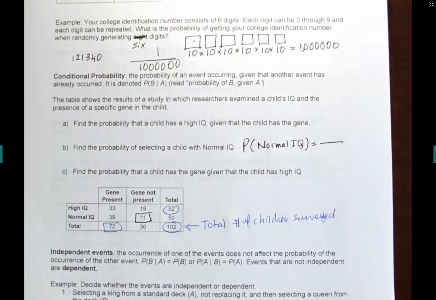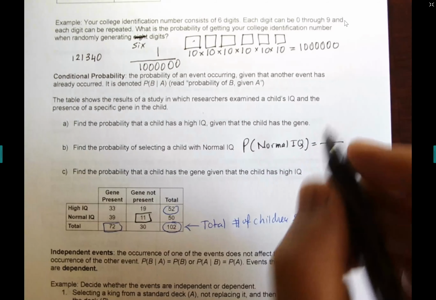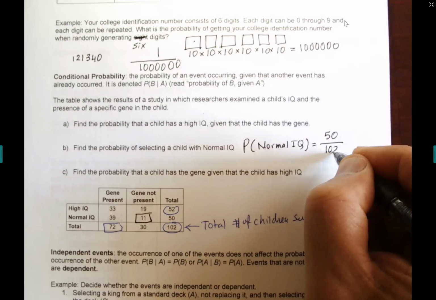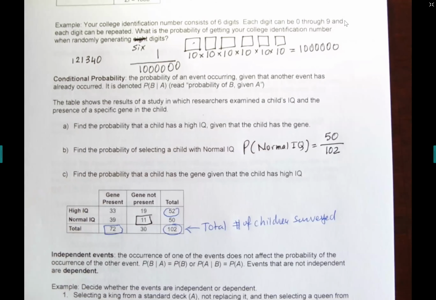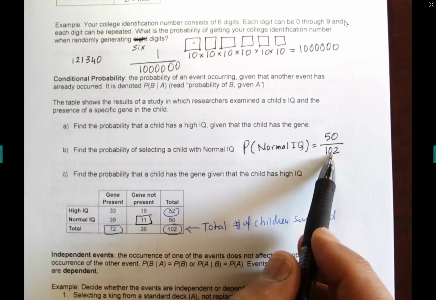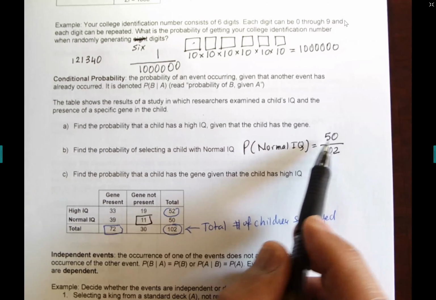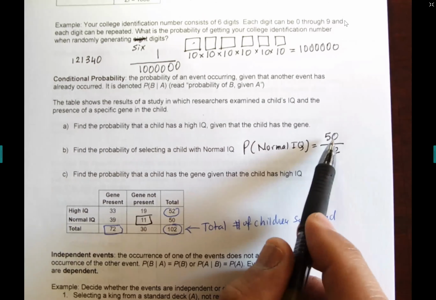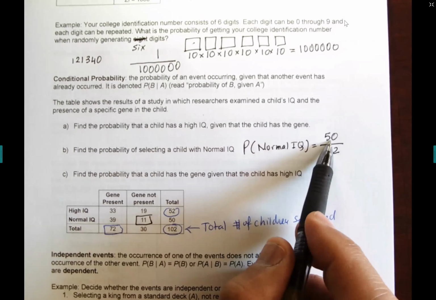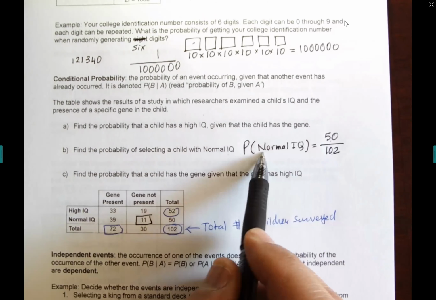Let's see if we have any answers. Okay, I got 50 divided by 102. Do you guys agree? And please, if you don't agree, let me know so I can explain it. It is correct. I have 102 children. These are all the outcomes. And now the numerator should be the favorable one. Remember, favorable means the ones that you want to happen. Well, we want the normal IQ, and you are correct, the normal IQ is 50.